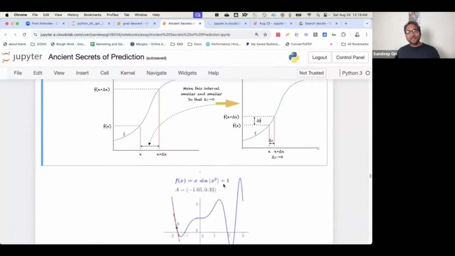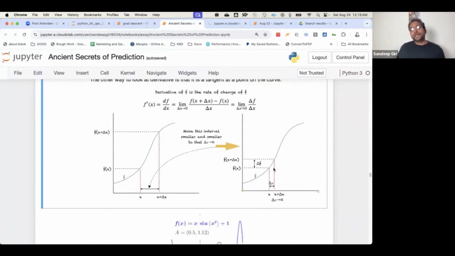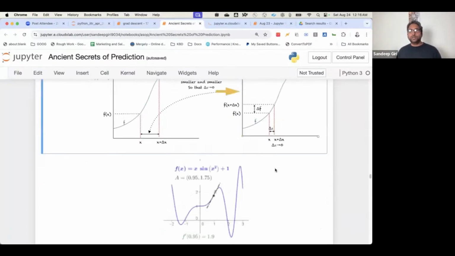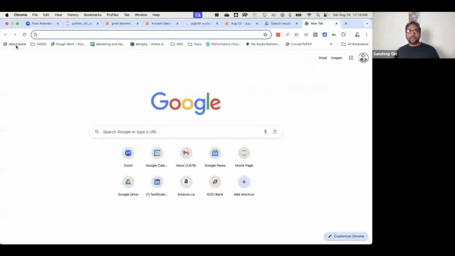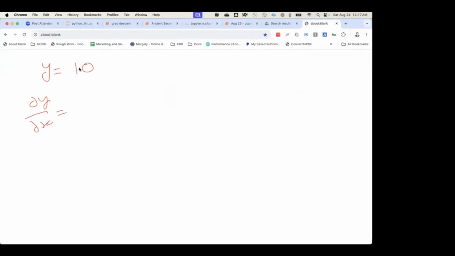Essentially, if you see the rate of change here, you can see the slope. It's changing as you are progressing on this curve. Now let me help you revise what differentiation was about. If y equals a constant, let's say 10, dy by dx will be 0. Can you prove it?